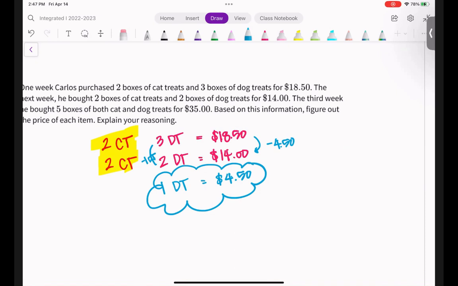Now, let me move this down a little. Oh, I'll just leave it right there. Okay. And then they also said that he bought 5... wait, what? He bought 5 boxes of both. Okay. So 5 boxes of dog treats and 5 boxes of cat treats and paid $35 for that. Right.